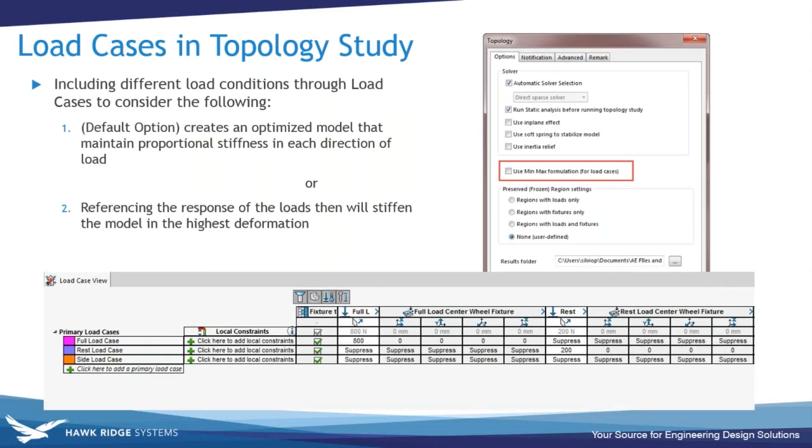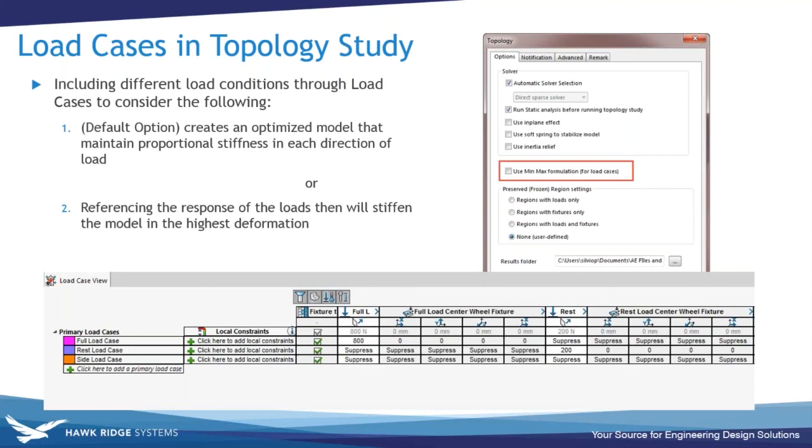include those conditions. By default, it'll create an optimized model or an optimized shape that will maintain a proportional stiffness in each direction of the load. What that means is that in every load direction, there's going to be some deformation, and essentially it's going to create an even distribution of stiffness in those directions of load, right? So really what this is saying is that not only can we run a topology optimization study on a single load, but we can also do it with a combination of loads as well.